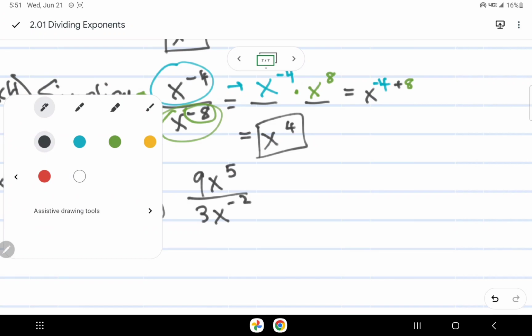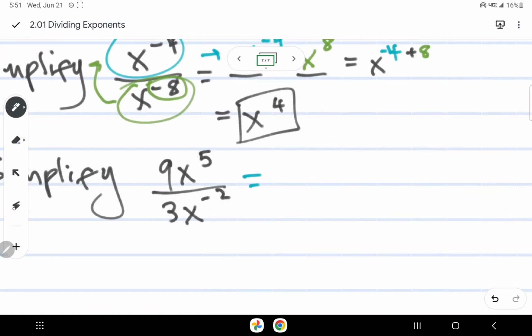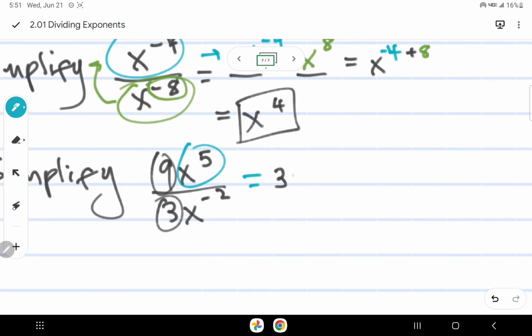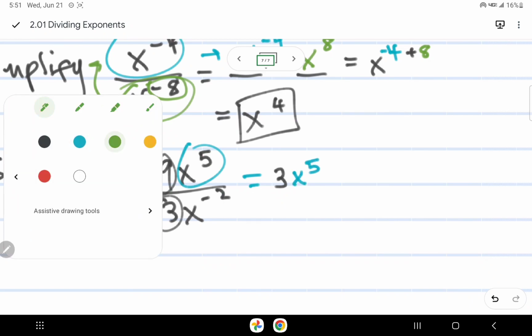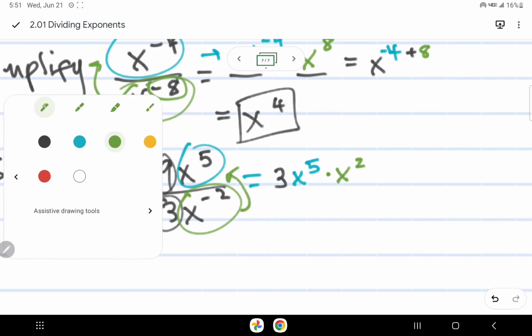Let's focus on one thing at a time here. Let's do the numbers first. 9 divided by 3. That's easy, right? That should give you 3. So we're done with those numbers. Now this exponent is already at the top, so we'll just rewrite it. And this exponent is at the bottom, so we will move it to the top. So x times x to the power. Now it has a negative power, so we moved it from the bottom to the top, so we switch the sign. It goes from negative 2 to just positive 2. Okay?